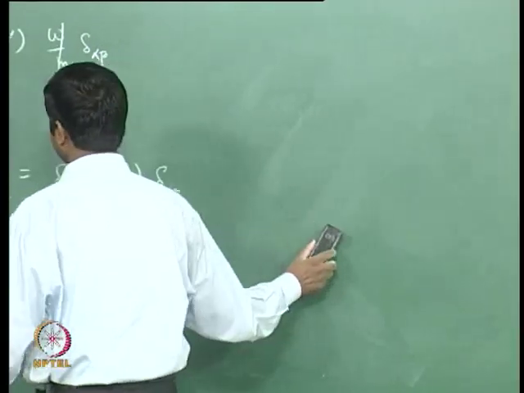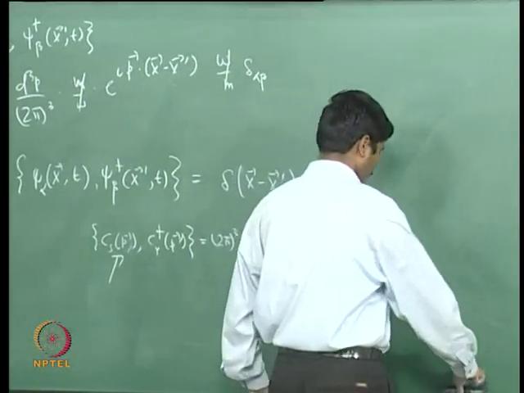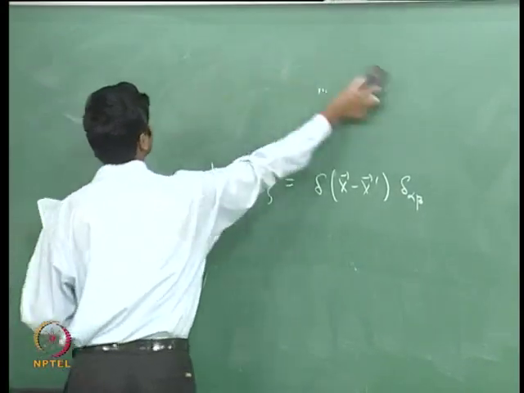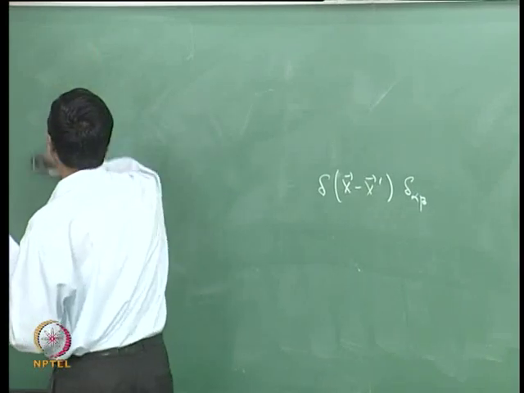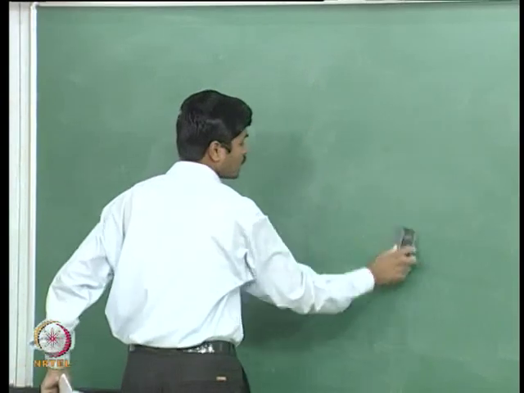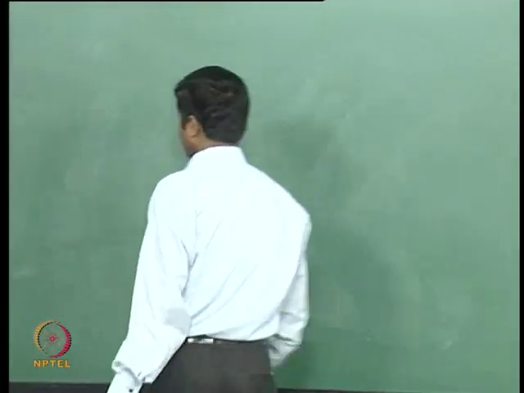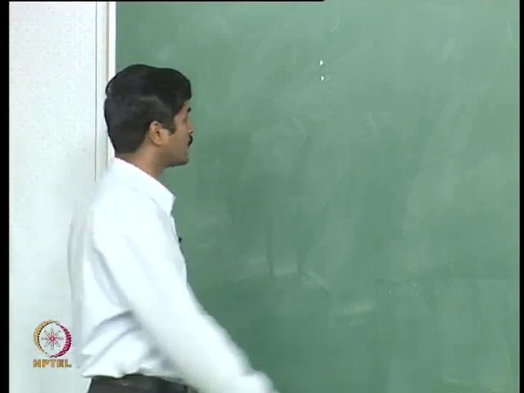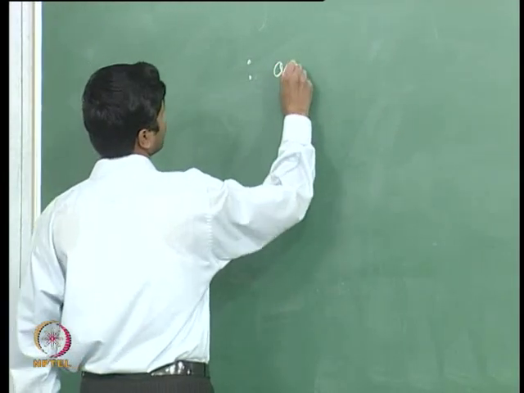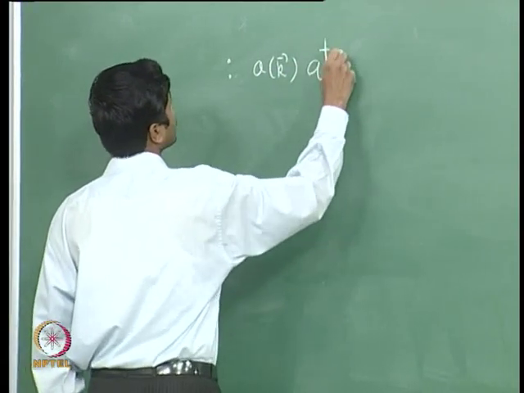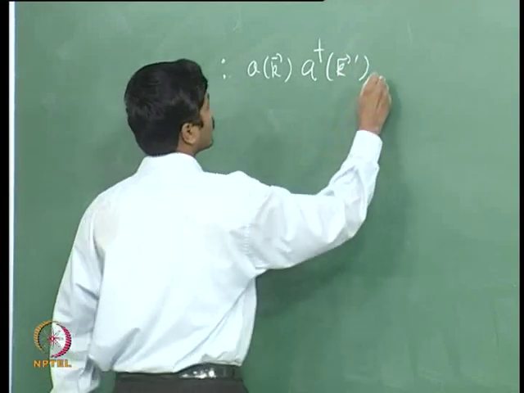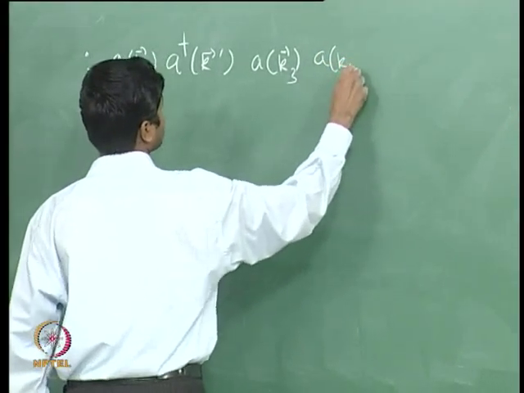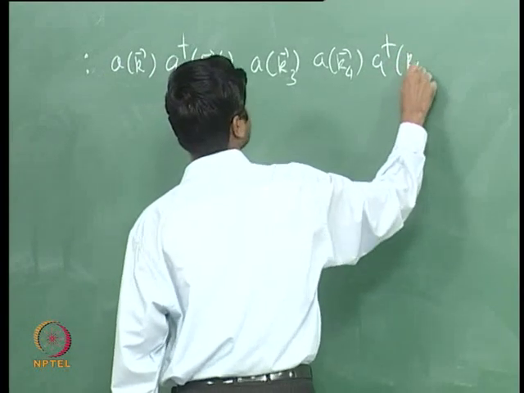Some of the important things that you must note is the following. For example, when you consider the normal ordering, in the case of bosonic fields, we were saying that if we have a bunch of operators and then we just consider the normal ordering of these operators, then what we have is this: a of k, a dagger of k prime, a of k3, a of k4, a dagger of k6, something like this.